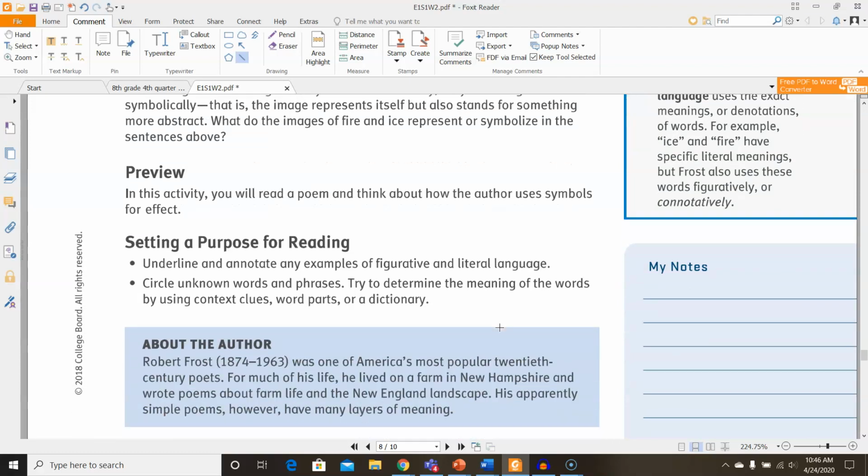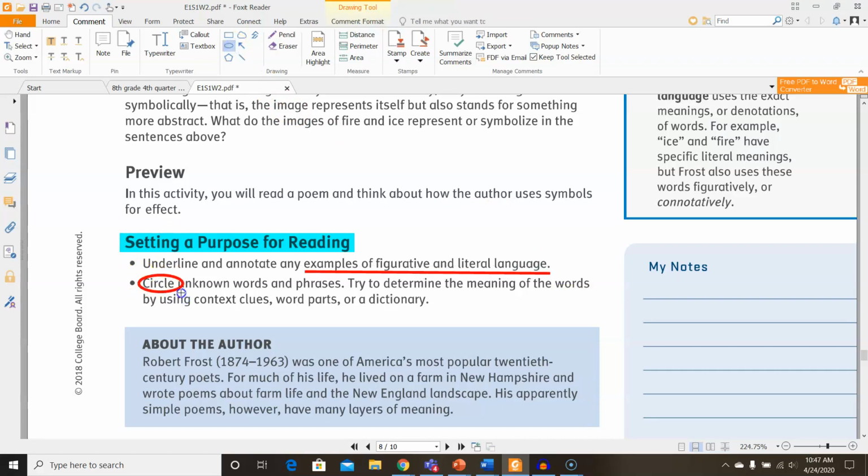So in this activity, you're going to be reading a poem and thinking about how the author uses symbols for effect. So let's look at the setting a purpose for reading, which is the most important part that tells you how to annotate a poem. So here it says, underline and annotate any examples of figurative and literal language, meaning language that is used to mean exactly what it says and language that's used to mean something besides what it says. Then circle unknown words and phrases as always. Try to determine the meaning of those words by using context clues, word parts, or a dictionary.